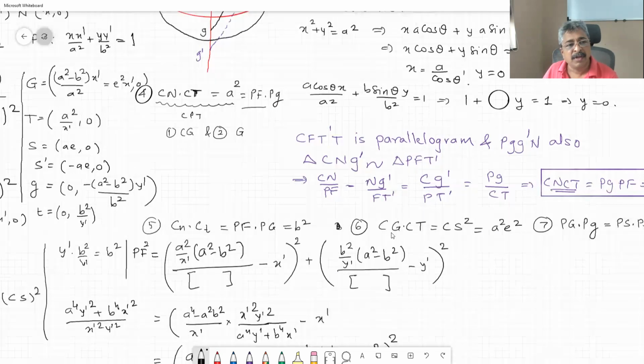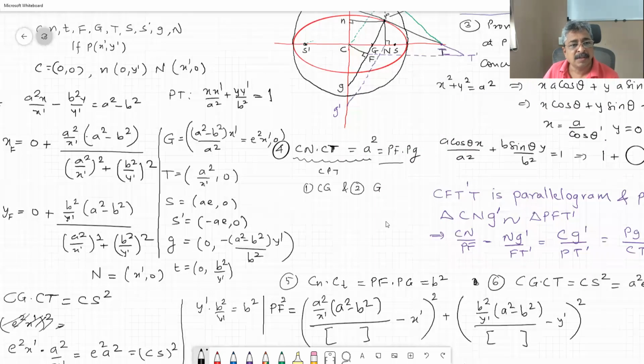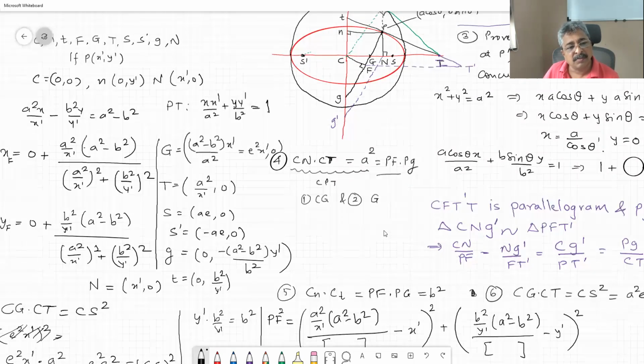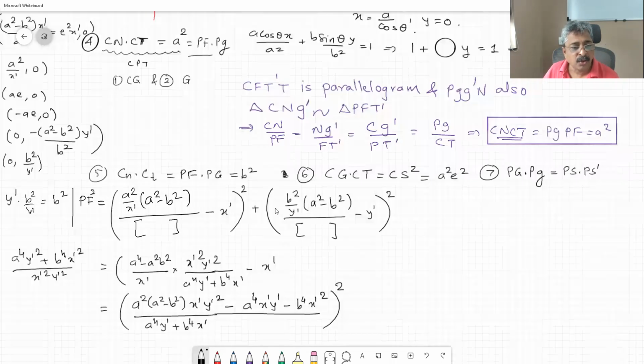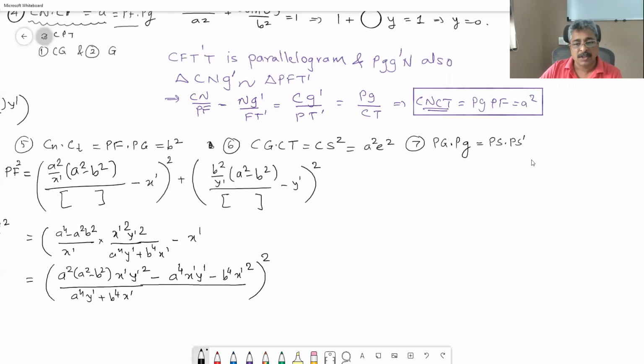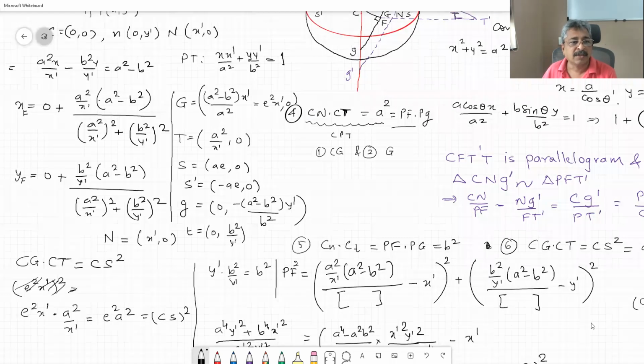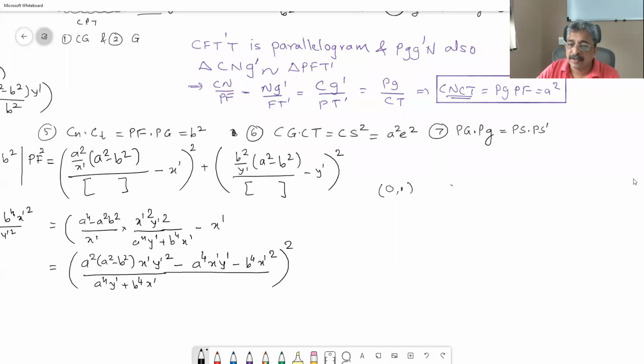CF, we have the equation of the normal and the distance from the origin. That is what it is actually. Okay, that is not a bad idea. This is growing, therefore I don't want to do it now. Center is 0,0 and your normal is a square x upon x dash minus b square y upon y dash is equal to a square minus b square. So distance CF, but we were finding out distance PF actually.